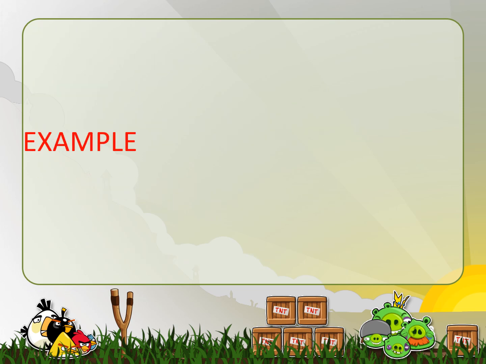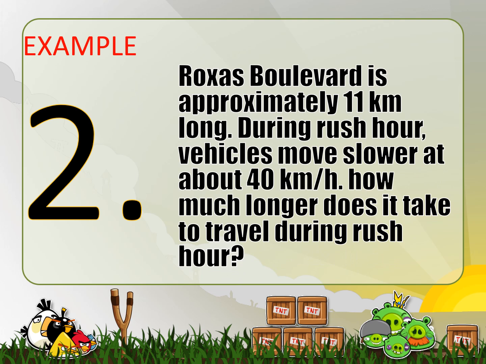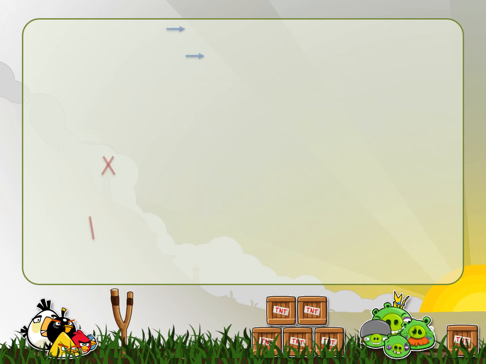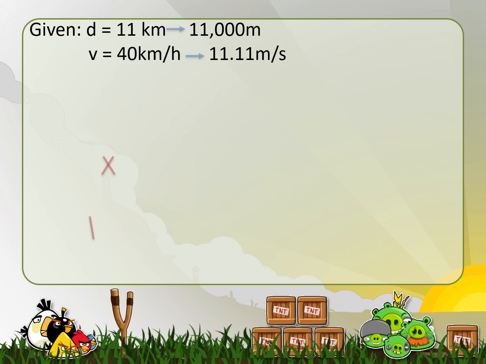Example number 2. Rojas Boulevard is approximately 11 kilometers long. During rush hour, vehicles move slower at about 40 kilometers per hour. How much longer does it take to travel during rush hour? We have the given. Distance is equal to 11 kilometers, which when converted into meters is 11,000. Velocity is equal to 40 kilometers per hour, which when converted into meters per second is 11.11. And we are looking for the travel time.